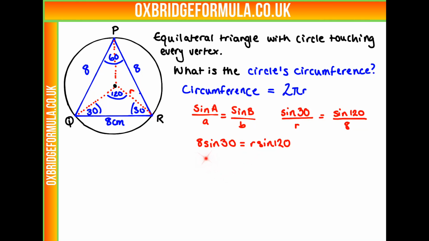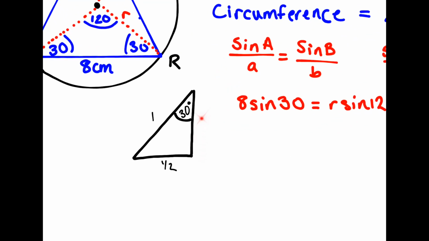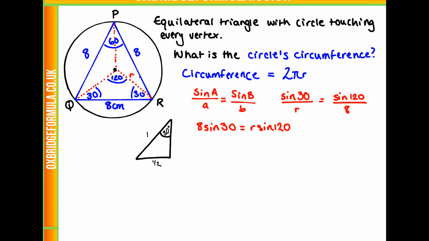Now to make this easier, let's convert our sine 30 into a number that we can use just in our equation using our trigonometry triangles here. So we know that if we have an equilateral triangle with all side lengths 1, we can find the sine of our angle 30 like this. We're just splitting that in half. So sine is opposite over hypotenuse, so it's going to be a half over 1, which is just a half. So our sine 30 is a half.